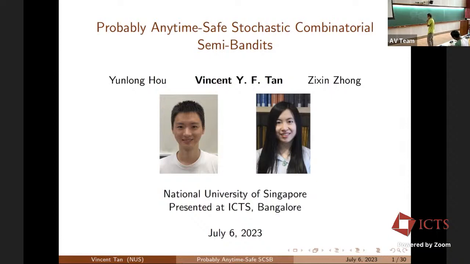It's going to be presented at ICML in the next couple of weeks. That is neither fixed confidence nor fixed budget because we are interested in the regret minimization setting. And here we can choose more than one item at each point in time. So this title consists of many big words, which I'll try to explain during the course of the talk. It is titled Probably Anytime Safe Stochastic Combinatorial Semi-Bandits. Combinatorial because we can select more than one item at each time.